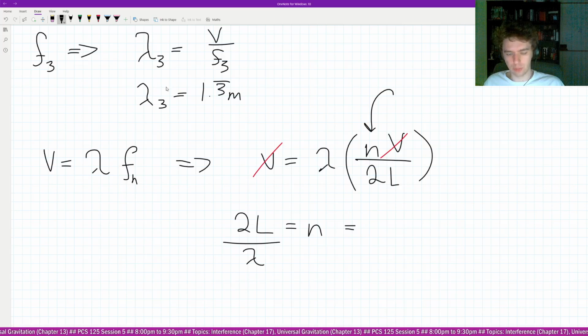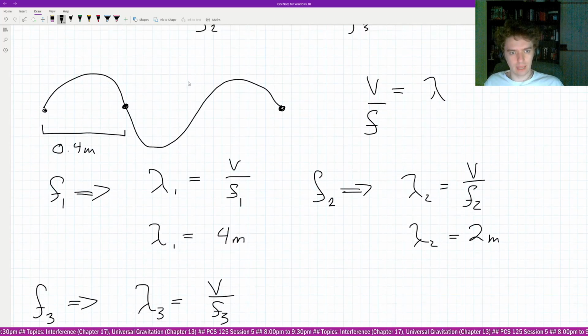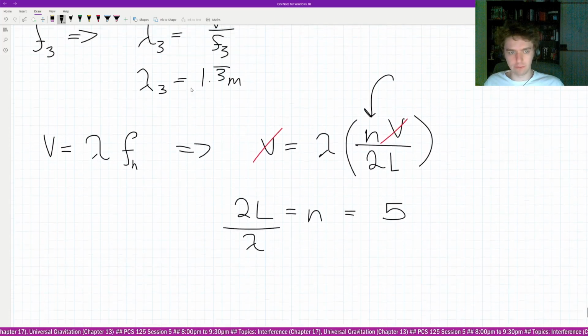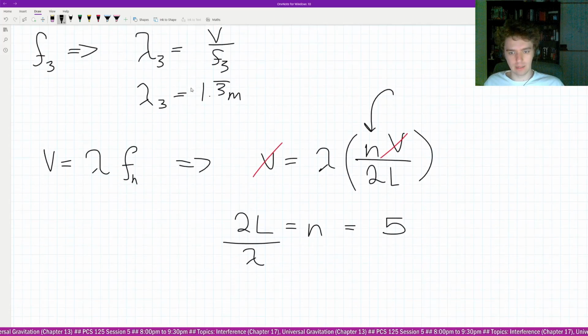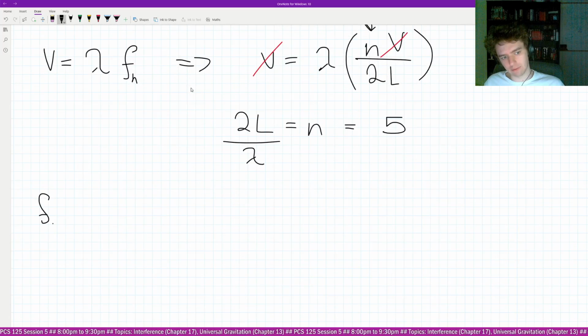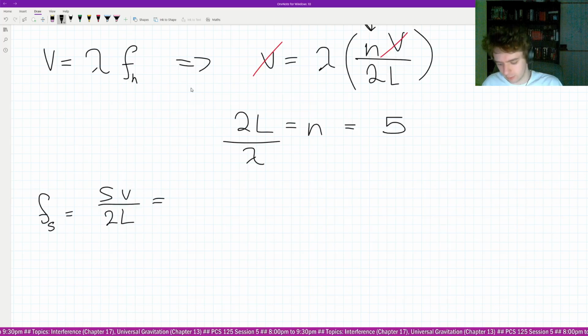So 2L is 4, 4 over lambda. Lambda was 0.8, because half a wavelength is 0.4. So I got 5. The fifth harmonic is what's going to give us the distance there. To find what frequency that is, F5 is 5V over 2L, which is 5 times 20 over 2 times 2. So I got 25 hertz.